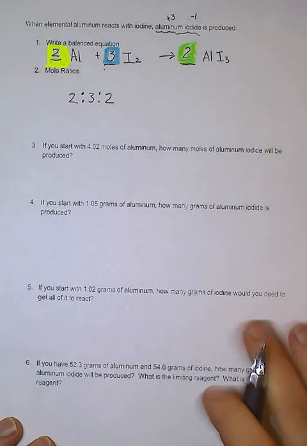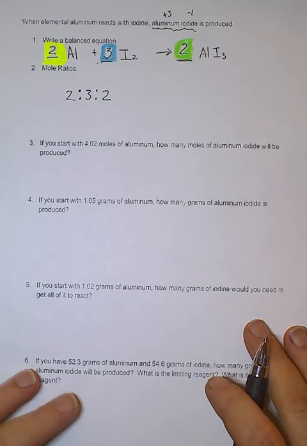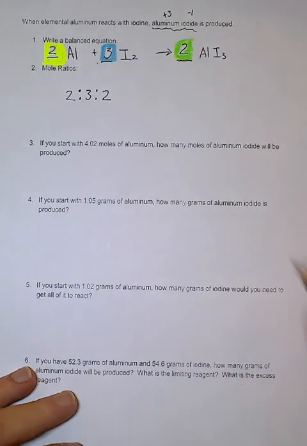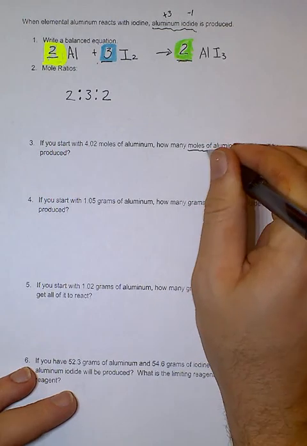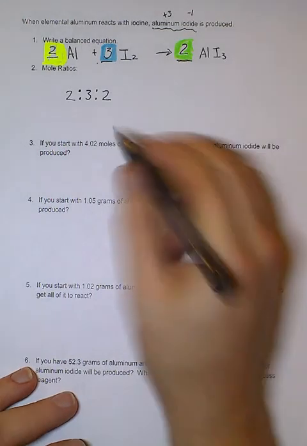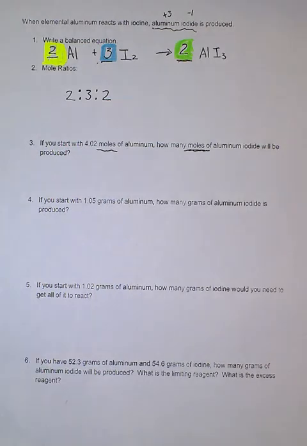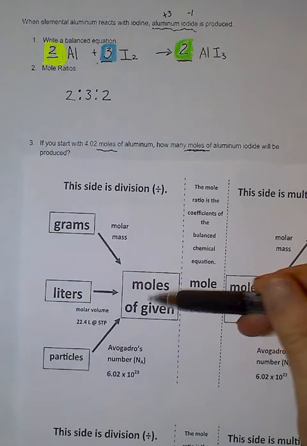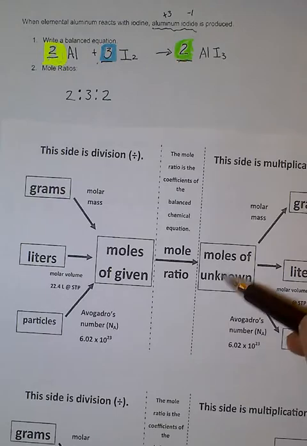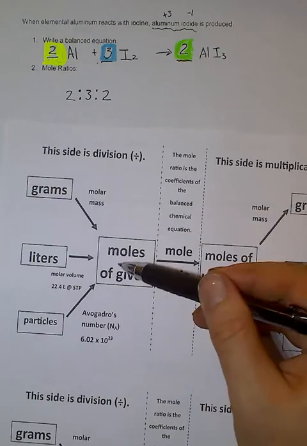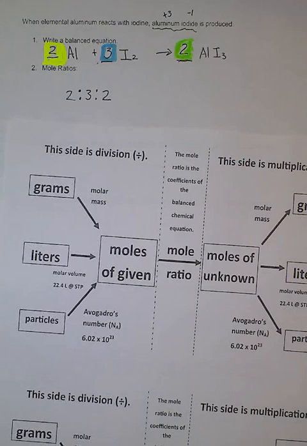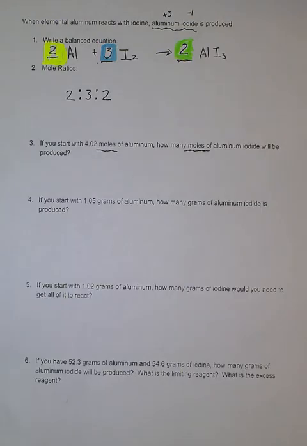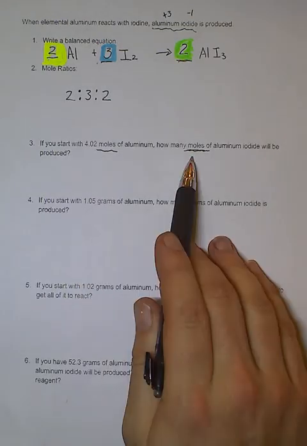Okay, so let's take a look at number 3. If you start with 4.02 moles of aluminum, how many moles do you make? Okay, so we're going from moles to moles. Okay, if you don't have one of these already, I'll make sure I pass these out. So the last time we were working on this, we were going from grams to moles as our first step, moles to moles, which is our second step, and then moles back to grams. 1, 2, 3. Okay. Now in this problem, we're just going from moles to moles. So that's a 1-step problem.